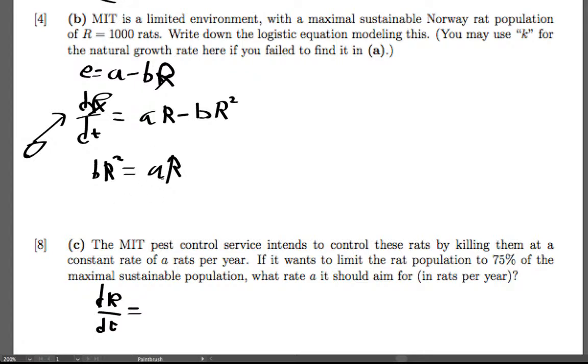Therefore, wait, what? Okay. Wait, what? Oh wait, what? Okay, okay, okay. Sorry, my bad.